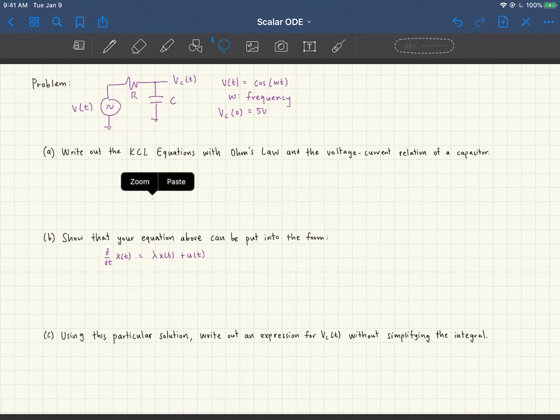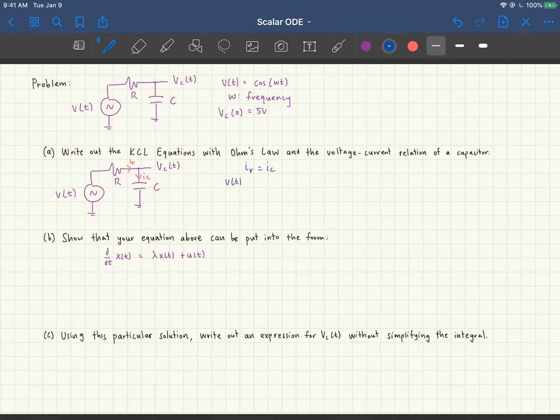So first thing I'm going to do is label the currents. So I'll label the current across the resistor as IR, the current across the capacitor as IC. Then I know from KCL that IR is equal to IC. Using Ohm's law, I know the current across this resistor is V of t minus Vc of t divided by R. And then the voltage-current relationship across a capacitor tells me that IC of t is equal to C dVc of t dt.